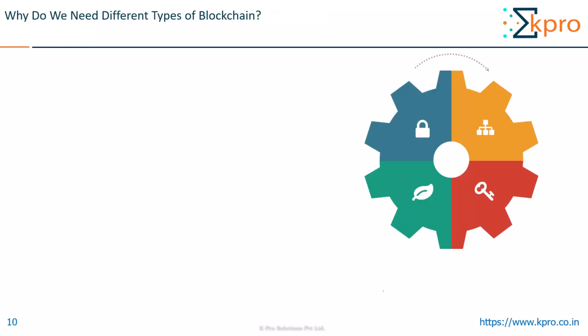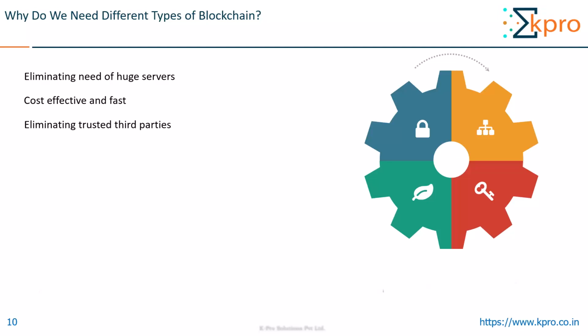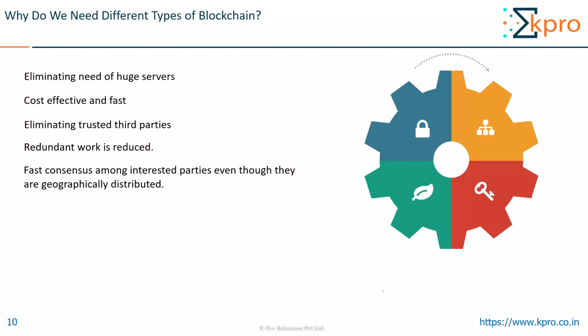Next, let us see why we need different types of blockchain. We no longer need to be dependent on huge servers. They are cost effective and fast. They also reduce the need for central trusted third parties. Also, the redundant work is reduced, and there is fast consensus among interested parties, even though they are geographically distributed all over the network. So these are the reasons why we need different types of blockchain.